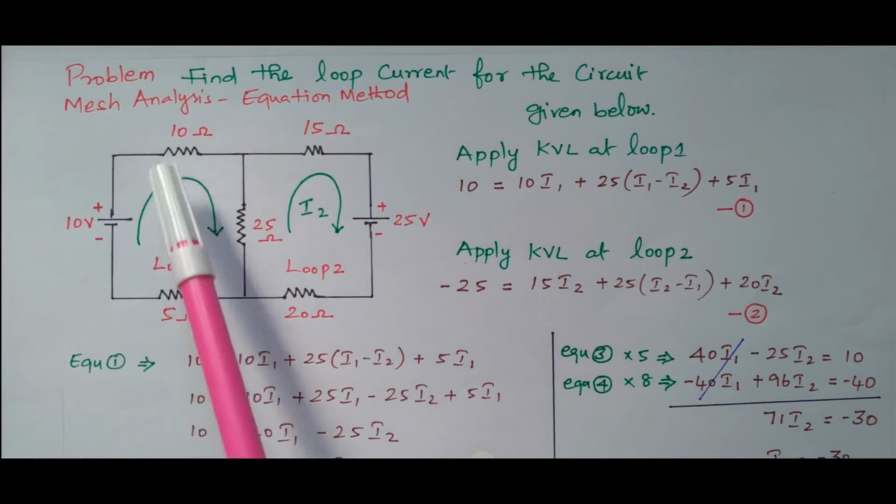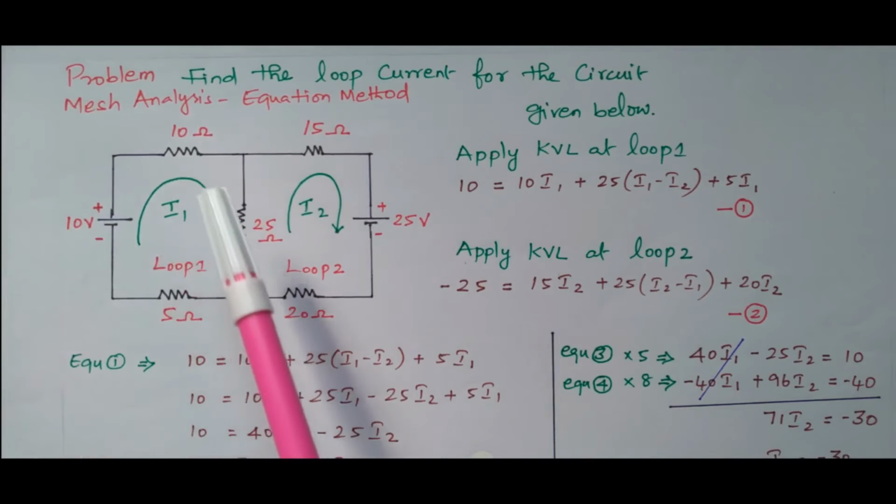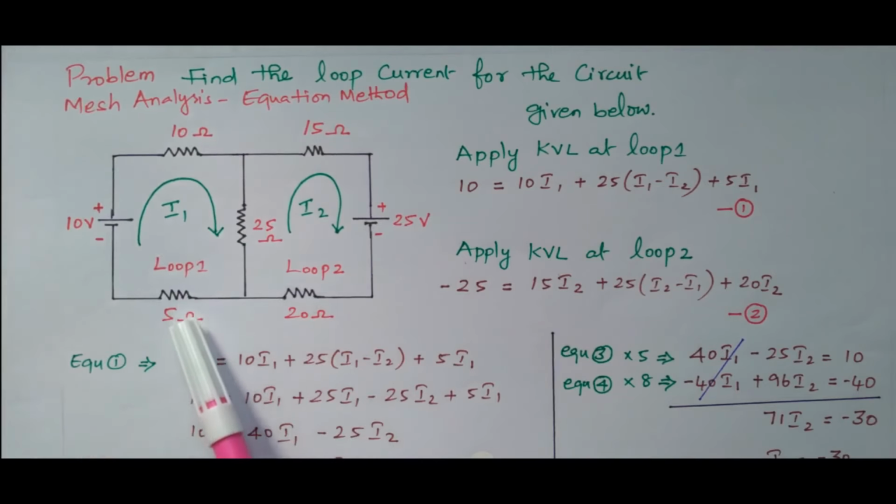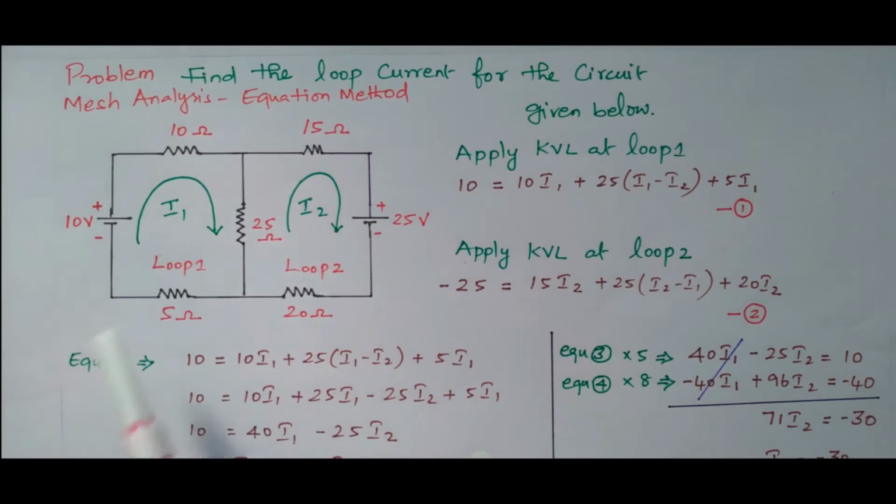What is the potential drop? The drop across this 10 ohm resistor, 25 ohm and 5 ohm. These are all voltage drops. So the potential rise is equal to the sum of the potential drops. That is the statement given by Kirchhoff's voltage law. Based on that we can frame the equation. The potential rise is 10 volts, so 10 equals, and these 3 are potential drops.